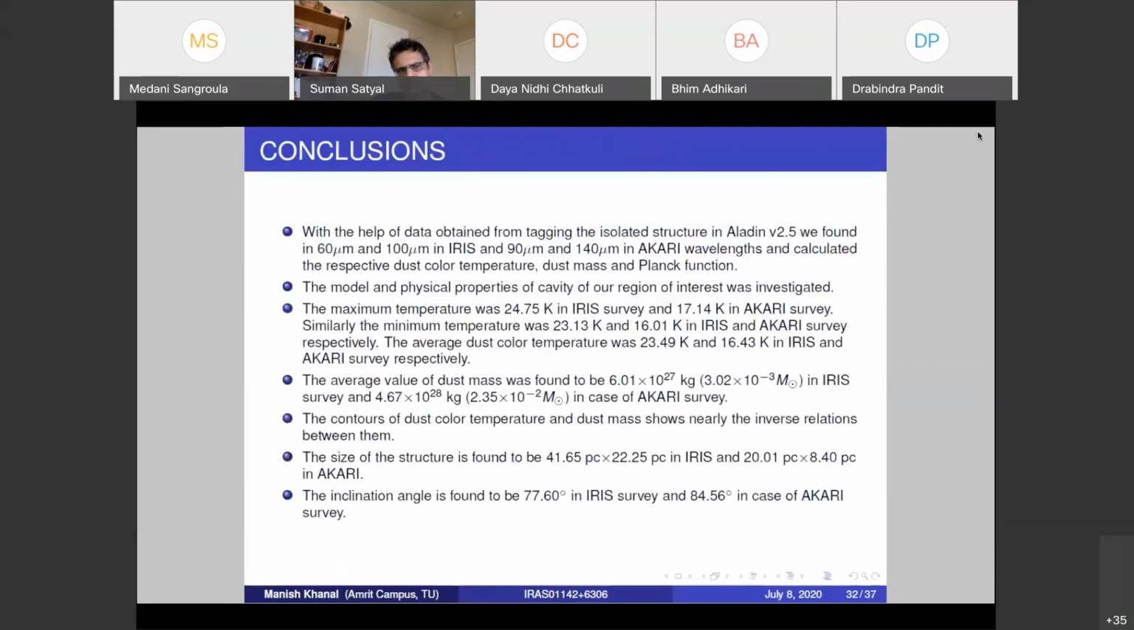These are the main conclusions of our research. By using Aladdin, Excel, and Origin, we are able to investigate the model and physical properties of the cavity of our region of interest. The average temperature was found to be 23.49 Kelvin in IRIS and 16.43 Kelvin in Akari survey. The average dust mass was found to be 3.02 times 10 to the power minus 3 times the mass of the Sun in IRIS and 2.35 times 10 to the power minus 2 times the mass of the Sun in Akari survey. An inclination angle was found to be 77.6 degrees and 84.56 degrees for IRIS and Akari survey, respectively.